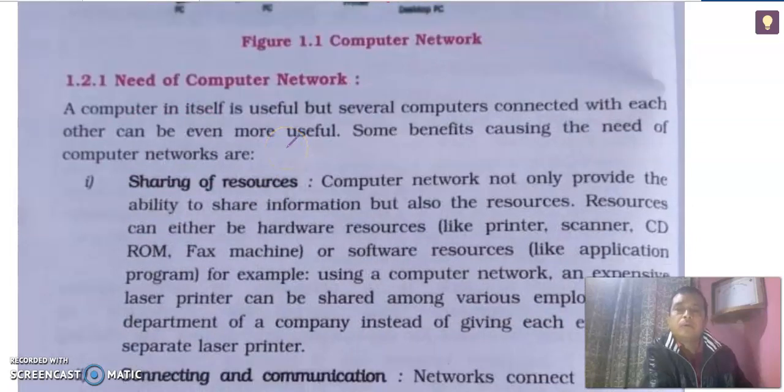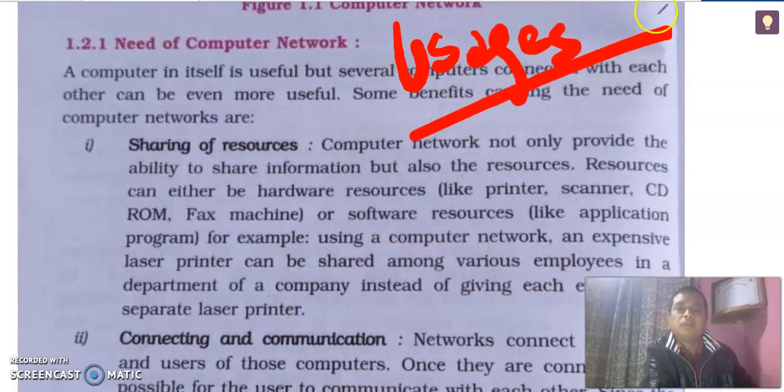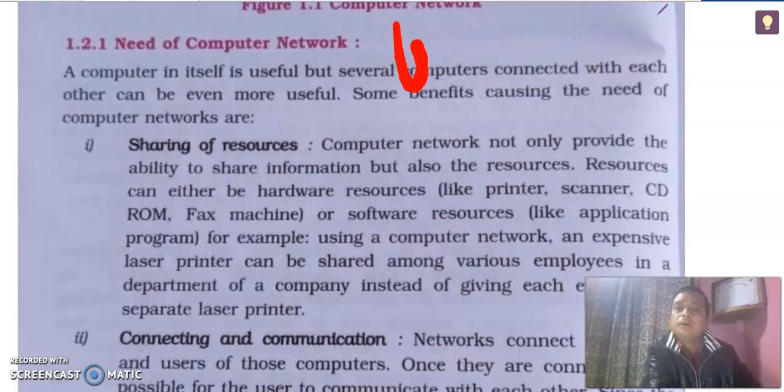So, what is the need for a computer network? Why do we need a computer network? We can also call it the usage of a computer network. Now we are talking about the usages. Why do we need a computer network? The first point is sharing of resources.